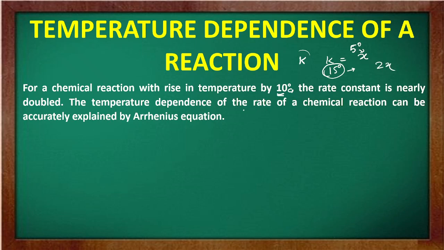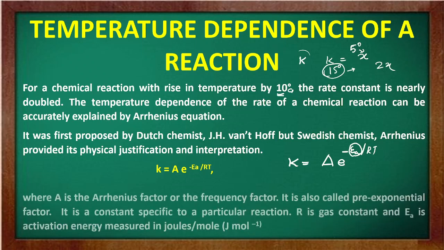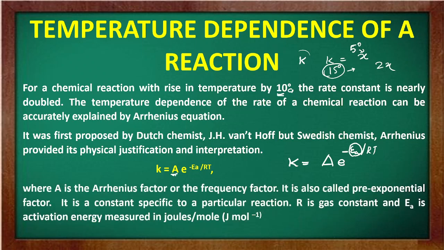And this is what temperature dependence is said to be. The temperature dependence of the rate of a chemical reaction was given by your Arrhenius equation. It was a Dutch chemist, but Swedish chemist Arrhenius provided the physical justification. Finally, it was given by Arrhenius. So this is your equation: K is equal to A e to the power minus Ea by RT, where Ea means the activation energy. You'll see it here, where this A is your Arrhenius factor or the frequency factor.